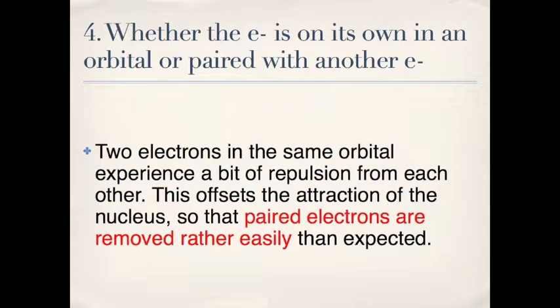Now the last factor that will determine your ionization energy is whether you are an electron that is found on its own in your own orbital, or if you are spinning in an orbital with another electron and you're found as a pair. Typically if you're paired with another electron in the same orbital, you will repel each other, and it's perhaps easier to remove that electron than it is to remove an electron that is found spinning by itself in its own orbital.